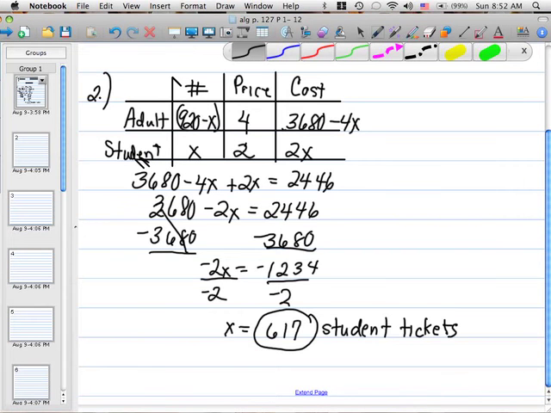By letting x represent what we were trying to find, we saved ourselves the trouble, and we didn't find the adult tickets, which in turn we would have had to subtract that answer from 920. So keep that in mind when we do the problems.